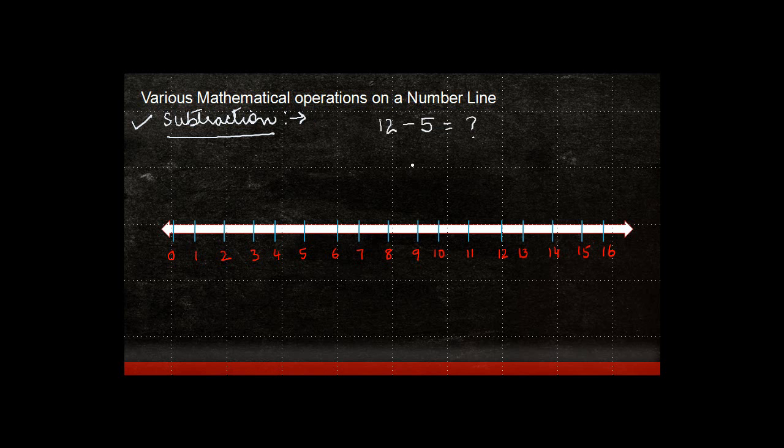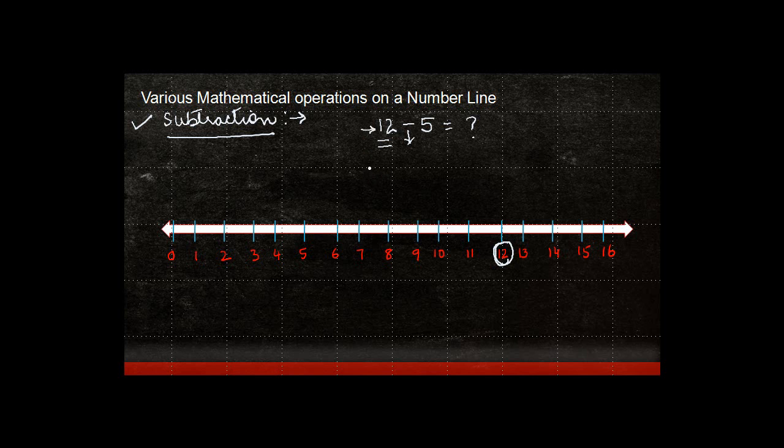The procedure remains the same. I will first find out where 12 is on the number line. But in this case, the only difference is that there is a subtraction which needs to be done. Subtraction means what? The answer is going to be less than 12.